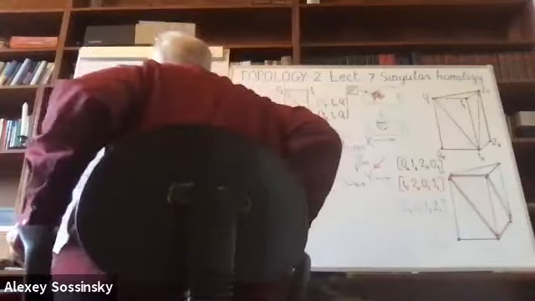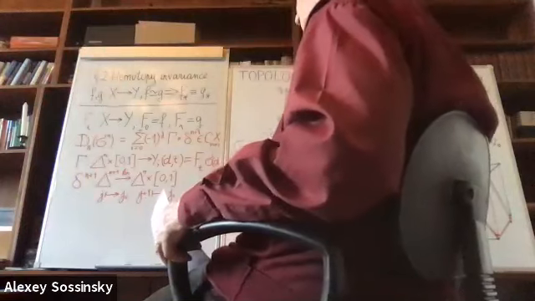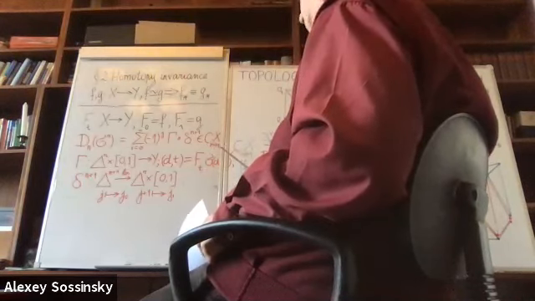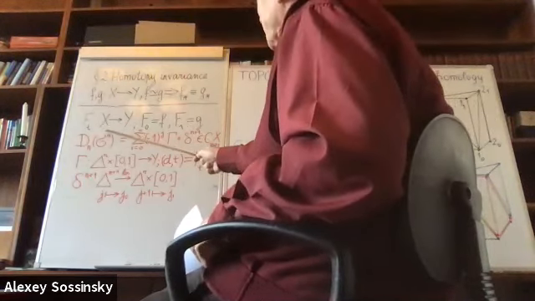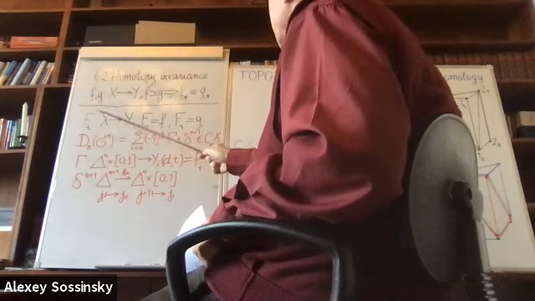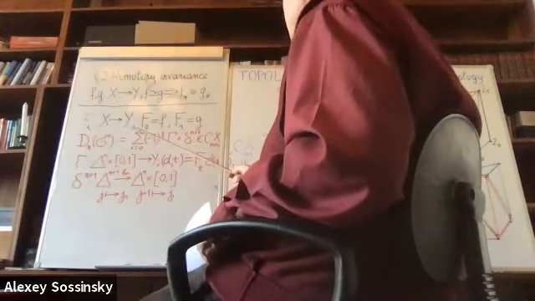So let me repeat this whole thing. I need two auxiliary maps. One is gamma, which is given by the homotopy that we have between X and Y. The homotopy between f and g that we have.